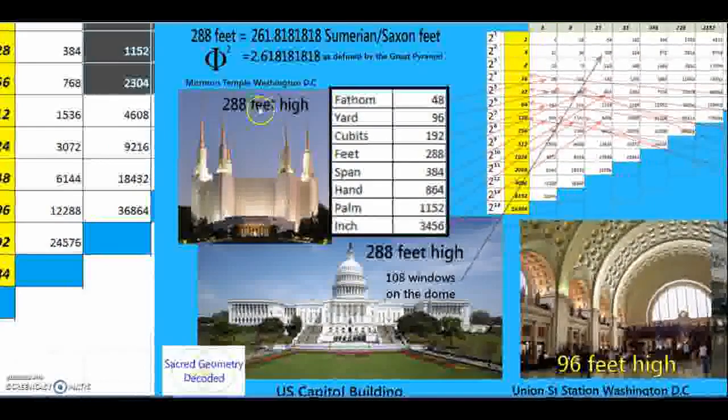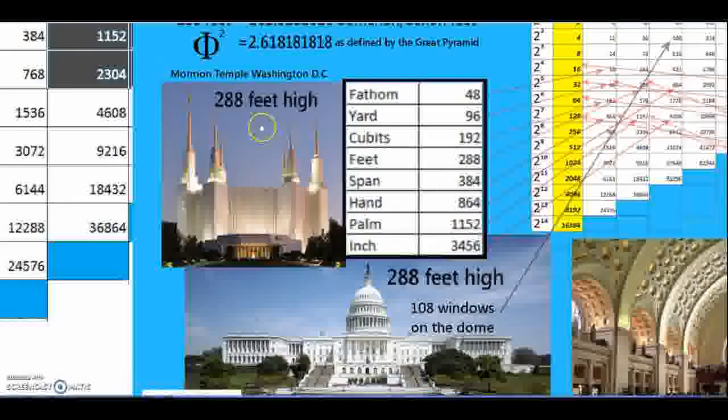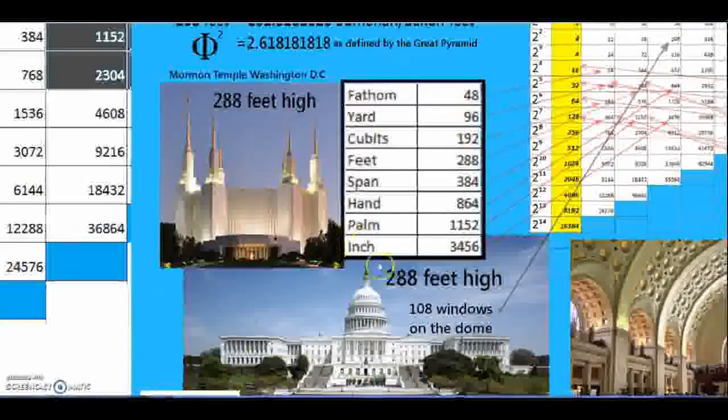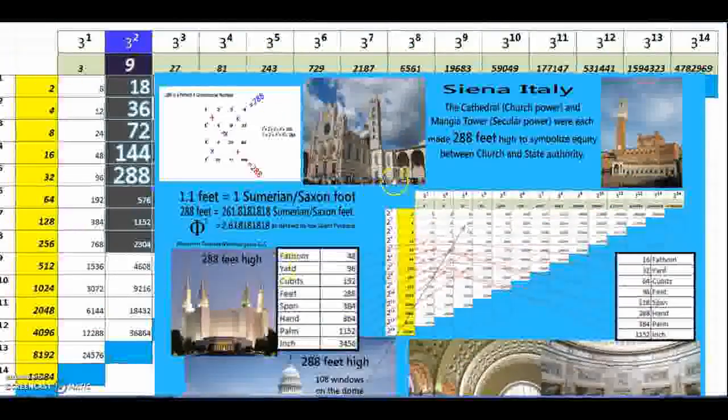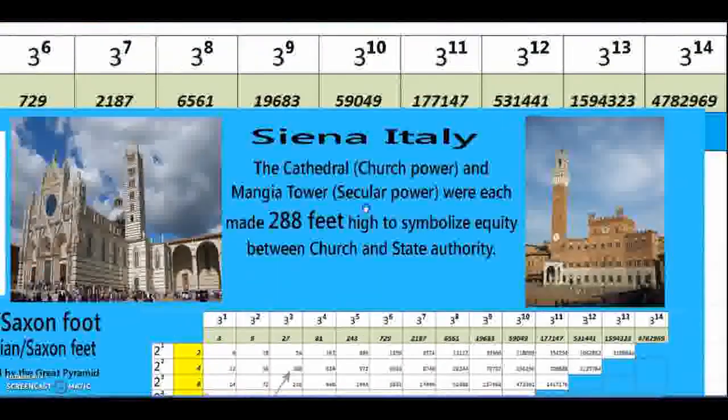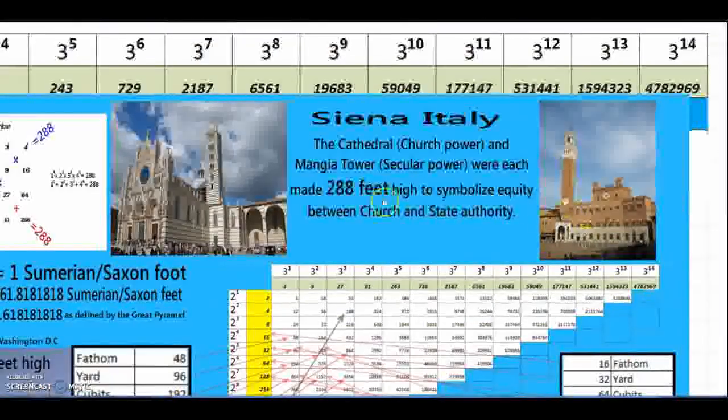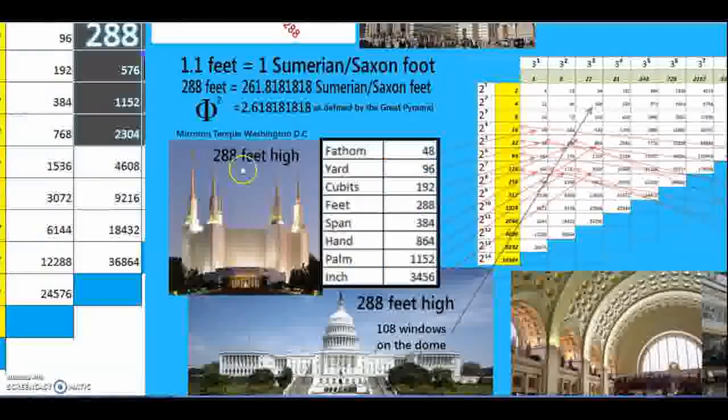Well, the Mormon temple in DC there, or just outside of DC, anyway, 288 feet high, both of them. Now, why that's of special interest, because again, we go back to Siena in Italy, the cathedral, the hub of church power, and the Mangia Tower, the hub of secular power, both were made of equal height, 288 feet, to symbolize the equality between church and state authority. So I think that's what they've actually done here in Washington as well, and some other places too.